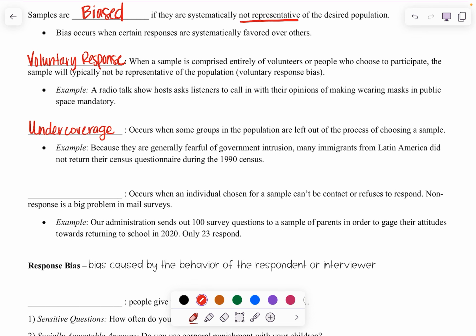So if I'm going to go in and mail a survey to all of these houses to see what they think about speed bumps in the neighborhood, I get everyone who has a house, but maybe I didn't mail them to the people who live in apartments. So that group would be underrepresented because I didn't pull apartment addresses. I only pulled house addresses. So that would be undercoverage.